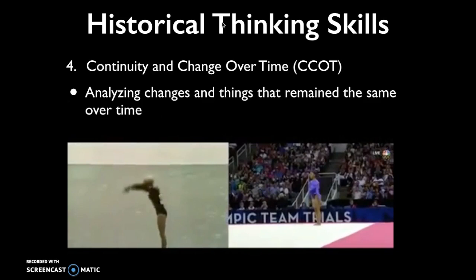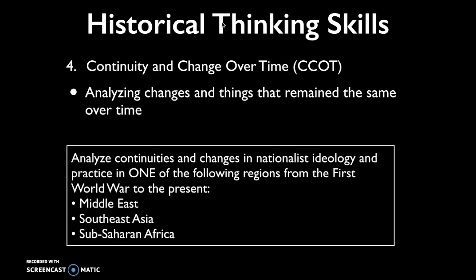So you have to analyze both the changes and the things that remain the same over time in a CCOT question. So, for example, analyze the continuities and changes in nationalist ideology and practice in one of the following regions from the First World War to the present: the Middle East, Southeast Asia, Sub-Saharan Africa.